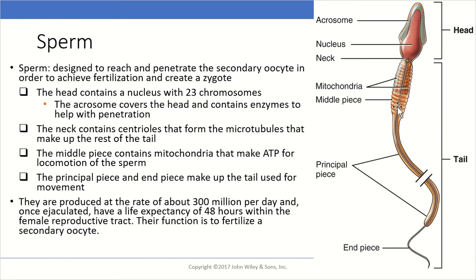And our end piece. This is going to be the really functional part of the tail. It's actually going to do the flapping back and forth for the actual swimming or movement of our sperm. These sperm are going to be produced at a rate of about 300 million per day, and once ejaculated, they're going to have a life expectancy of about 48 hours within the female reproductive system. And their function is going to be primarily to fertilize those secondary oocytes.